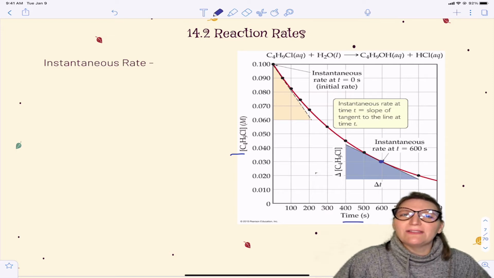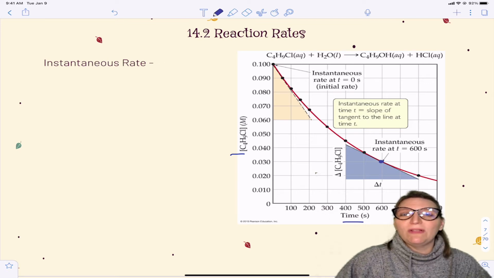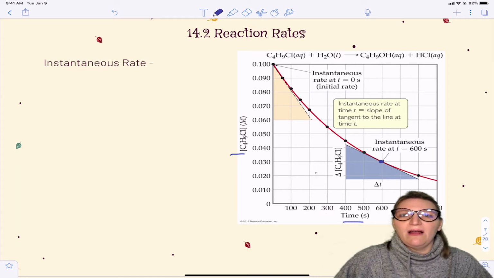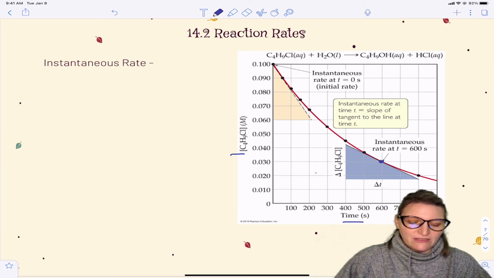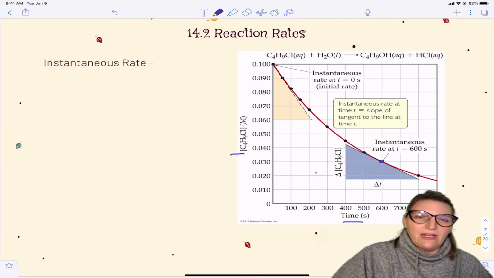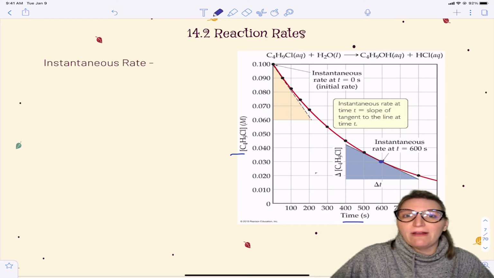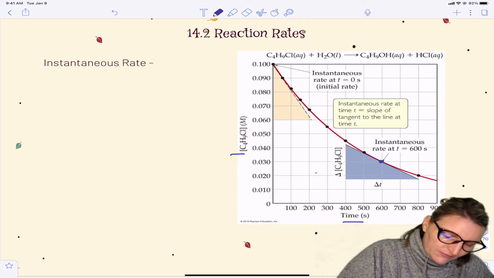How do you find the slope of a curve? Well, that is calculus. That's called taking the derivative, and it's actually pretty simple once you know calculus, and if we knew the equation for that line. That's not something you're going to need to do in AP chemistry. You just need to understand that the instantaneous rate is the rate at a particular time and that it slows down as the reaction goes on.